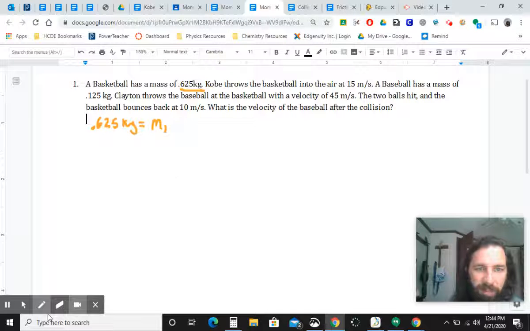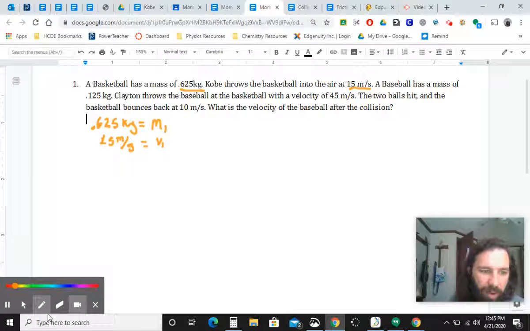So I'll say M1. Kobe throws the basketball into the air at 15 meters per second. So 15 meters per second. And we know that meters per second is a velocity. So I'll put V1 because I'm still talking about my basketball. Okay, so there's the information about the basketball.